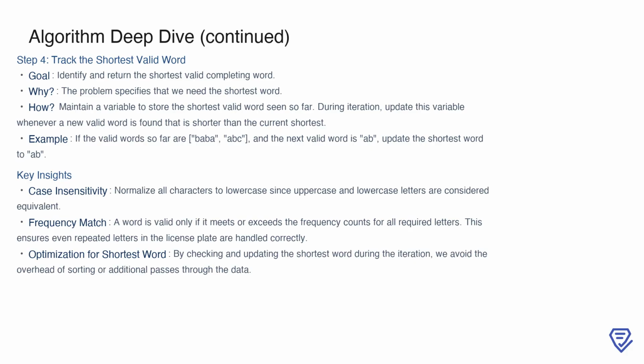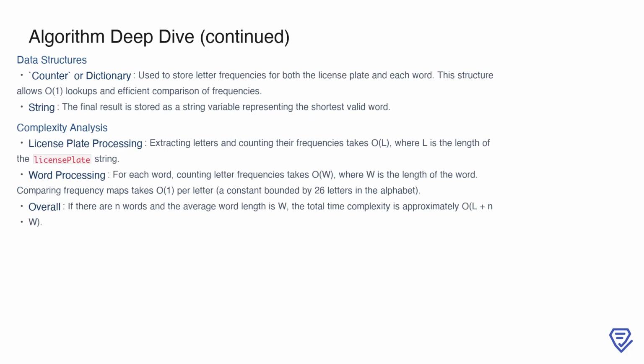Some key insights here include normalizing all letters to lowercase for case insensitivity and ensuring that repeated letters in the license plate are handled correctly by matching their frequencies. This approach ensures that we not only find a valid completing word but also the shortest one, as required by the problem. To implement this solution effectively, we rely on specific data structures. A counter or dictionary is used to store letter frequencies for both the license plate and each word. These structures allow for constant time lookups and make frequency comparisons efficient. The final result, which is the shortest valid word, is stored as a string.